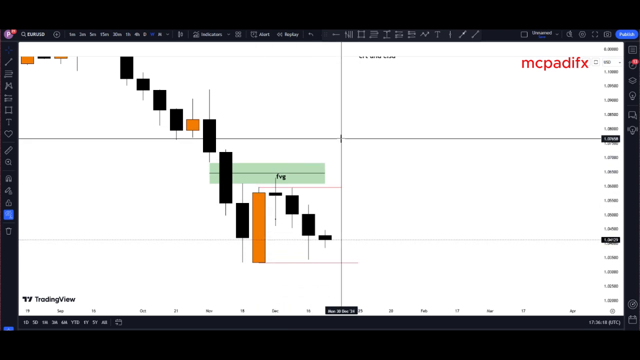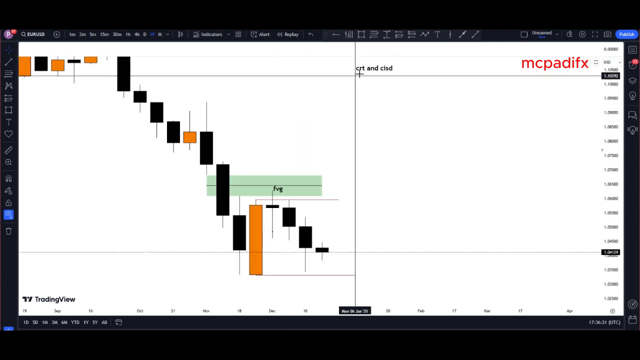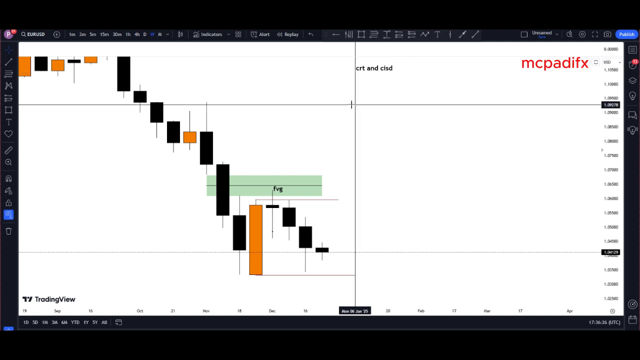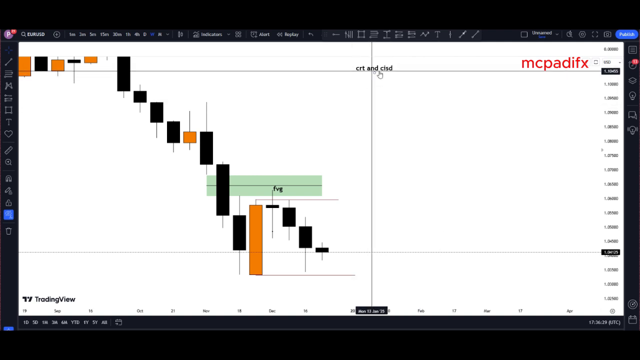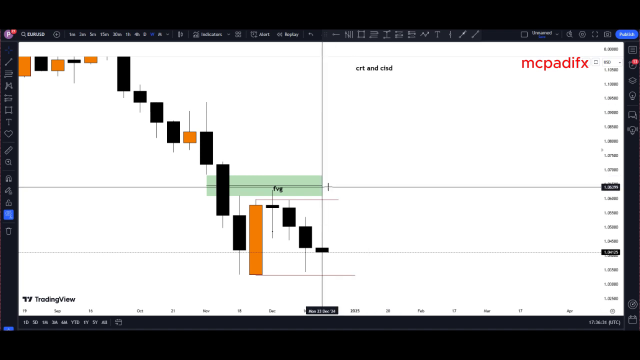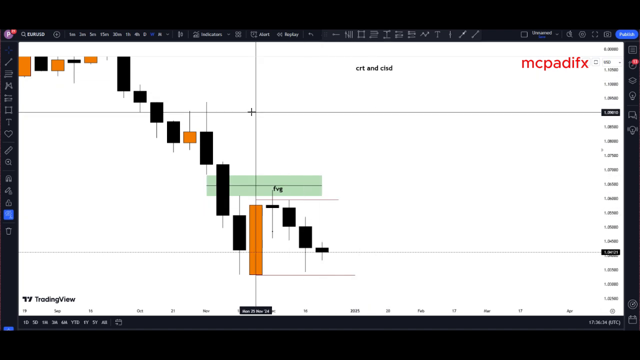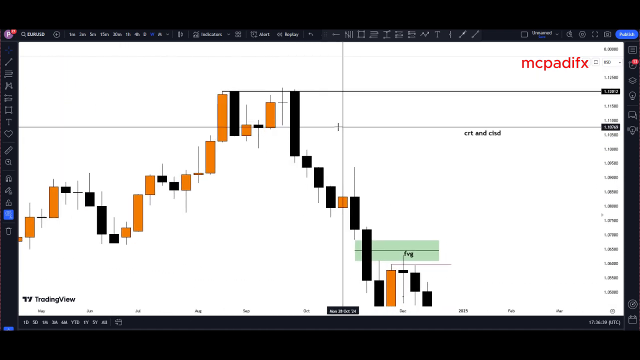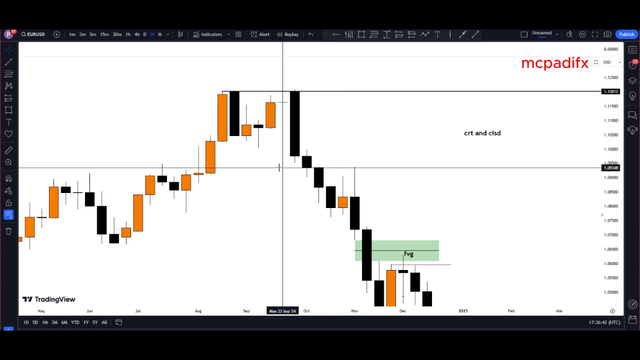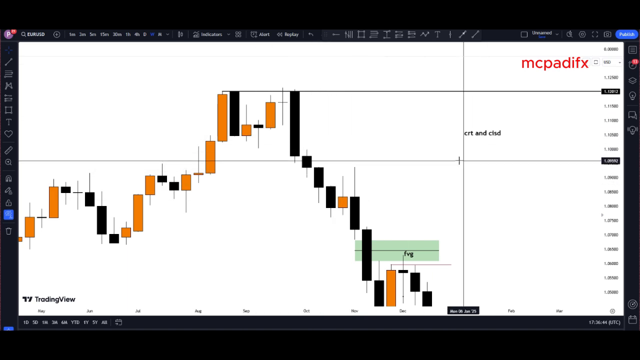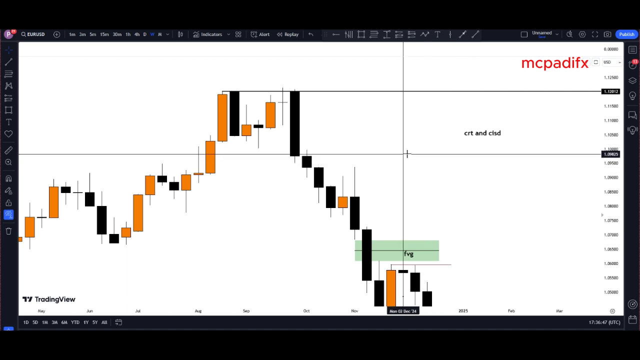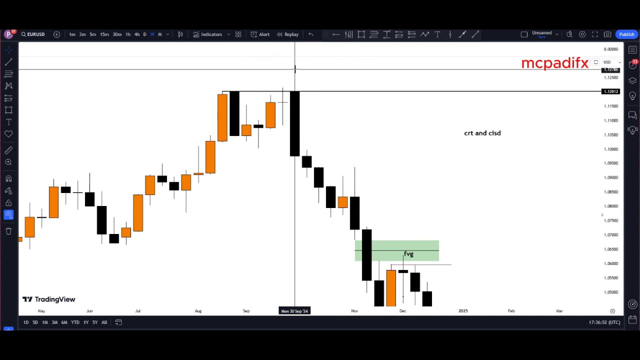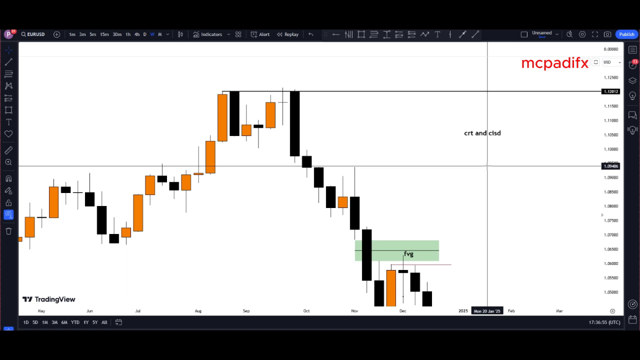Now CSD forms when there is a change in state of delivery. That's the full name, change in state of delivery. In some cases I'll be removing the "in" and using CSD. It's the same thing. What it means is that when price taps into a key level and wants to change direction, the order flow changes. It is changing from bullish to bearish or from bearish to bullish. That is the change in state of delivery.